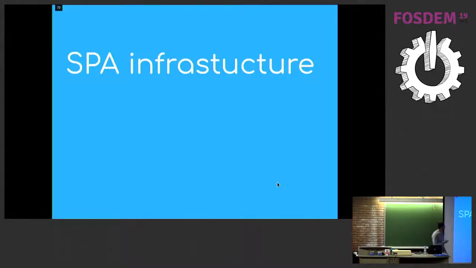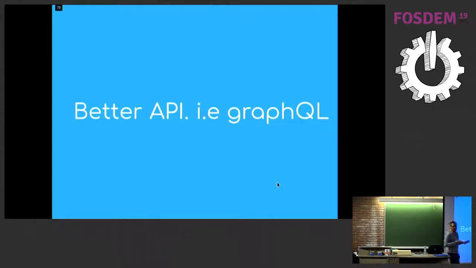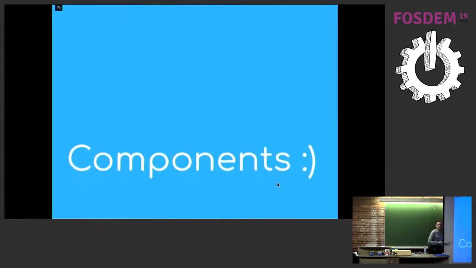When you have that infrastructure, which means you have a better API, such as GraphQL, which of course uses the client better, you have client routing, as you've seen before, and you have plenty and plenty of components. When you gather these three, it's only a matter of time until you become a single page application. So it's not a matter of whether you wish to rewrite your entire application. You will enjoy this rewriting task. You have fun with that part.